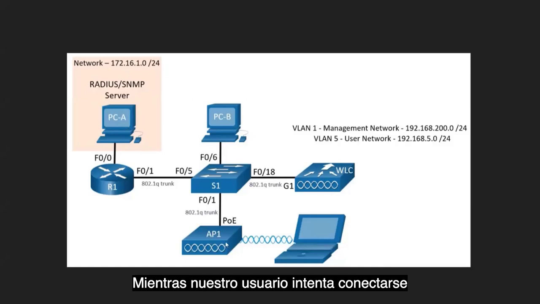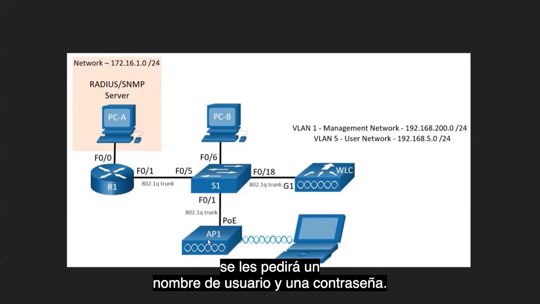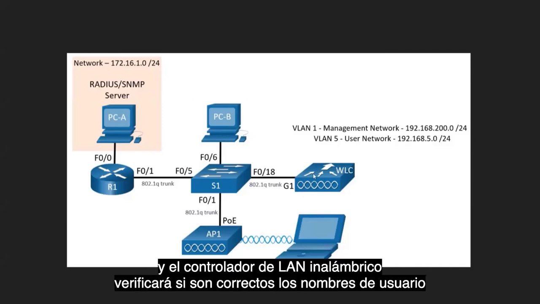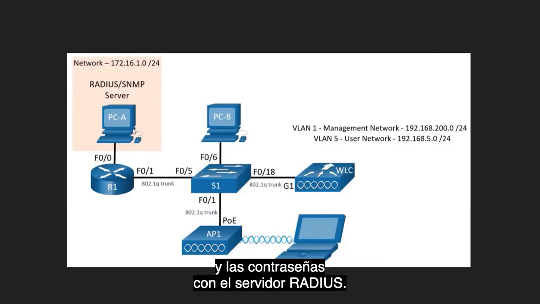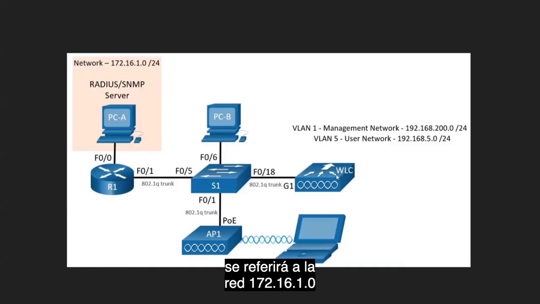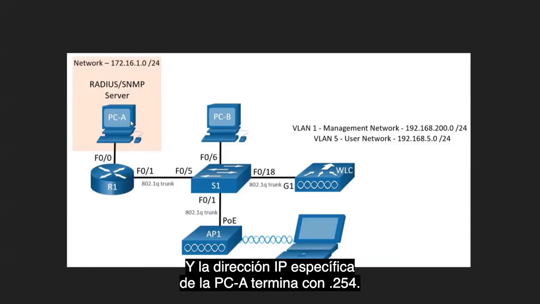As our users try to connect to the wireless network on access point 1, they'll be asked for a username password combo. As they type it in, access point 1 will communicate with the wireless LAN controller, and the wireless LAN controller will verify those usernames and passwords are correct with the Radius server. This is awesome. So let's deploy these settings on the wireless LAN controller, and this wireless LAN controller is going to be referring to the 172.16.1.0 network where that Radius server resides. The SNMP server is there as well, and the specific IP address of PCA ends with .254.